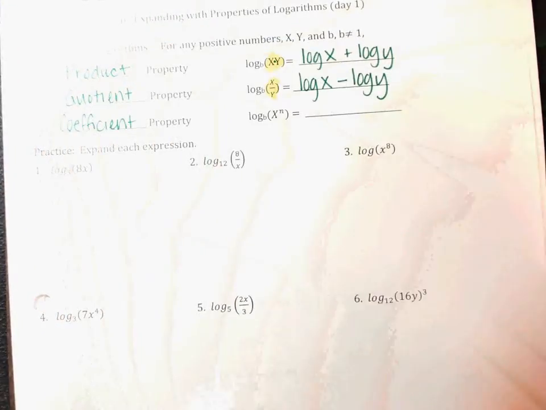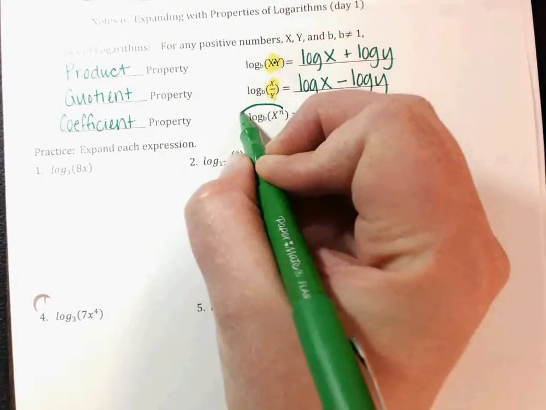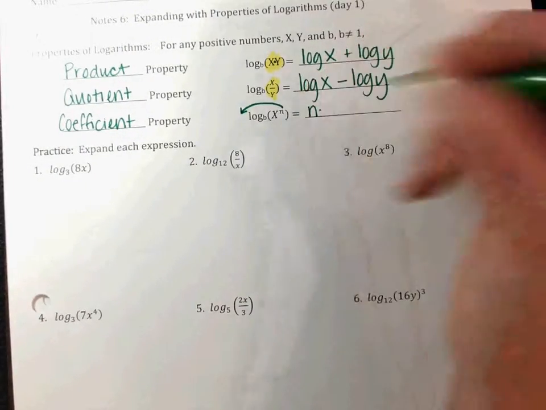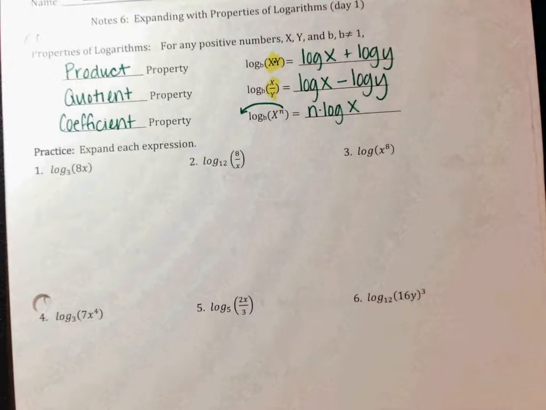Okay? And then the last rule is going to be the coefficient property. And this one is probably the weirdest one, but whatever exponent you have inside your log, it can move down to the front and turn into a coefficient. So your n, if it was x to the power of n, will move down to the front, and then you'll have log of x. So that exponent that was up top is going to move down to the front. Okay?